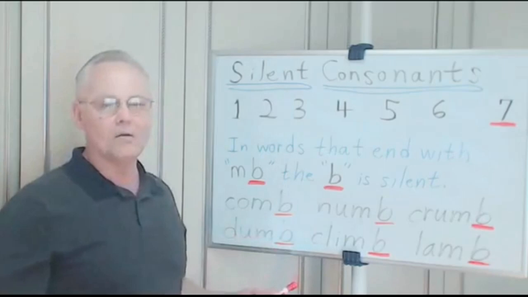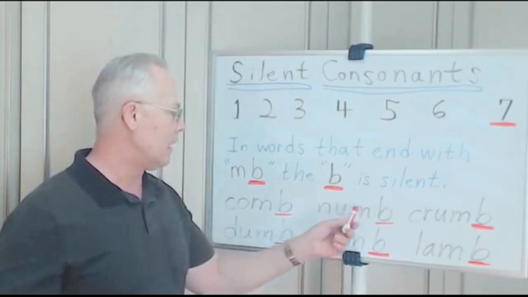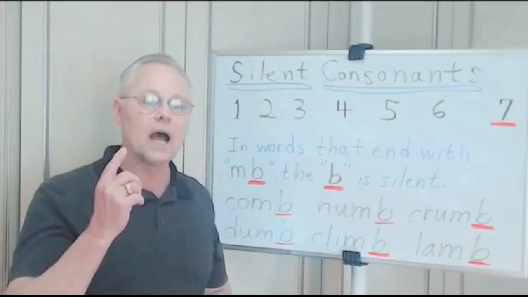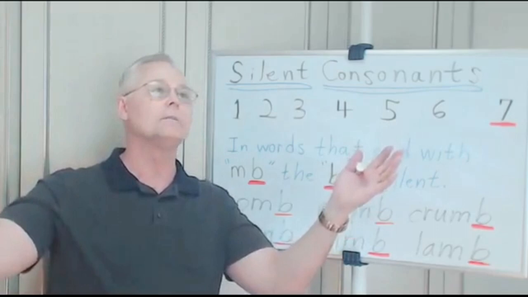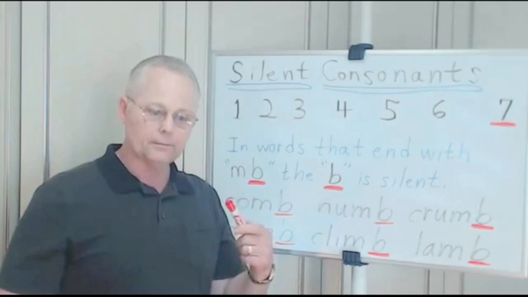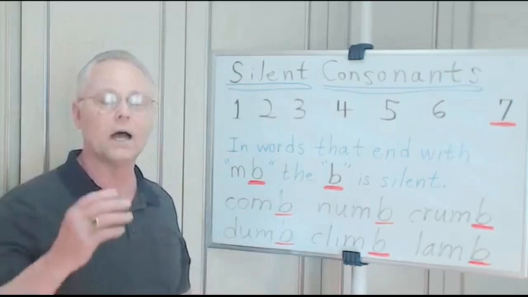D-U-M-B, dumb. Again, we have duh, the D, silent B. Now, dumb. What dumb really means is someone is unable to speak. I'm sure in modern times now we have other words for that, some politically correct, nice-sounding way to say it. A mute is the correct word to use for unable to speak. They're a mute.